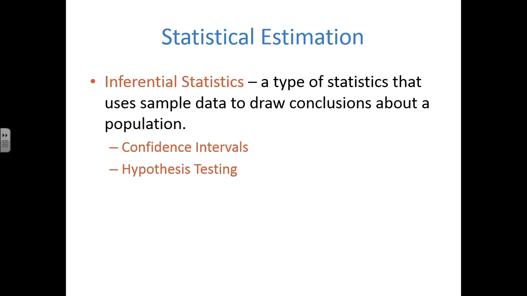In Chapter 6, we're going to be dealing with confidence intervals, and confidence intervals are used to estimate unknown population parameters. And in hypothesis testing, we're going to be testing whether a population parameter has changed or comparing population parameters. And we'll be doing hypothesis testing from Chapter 7 on.